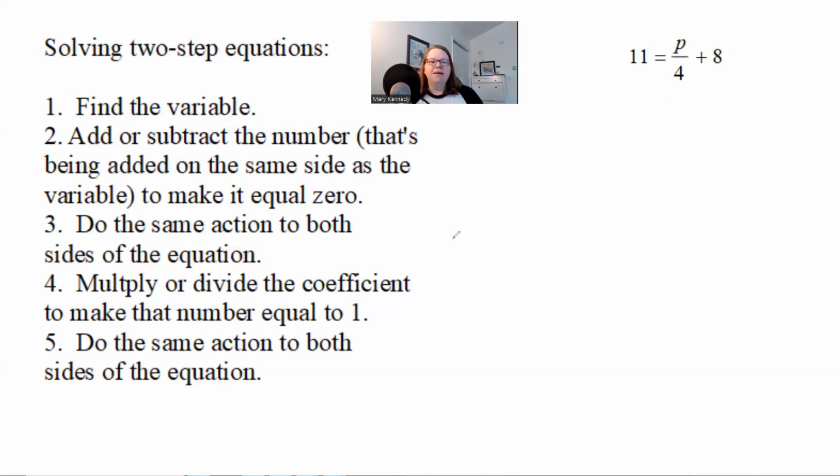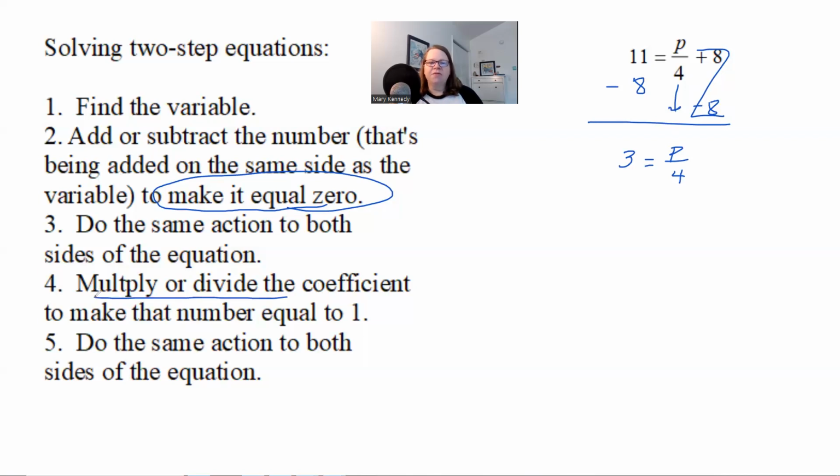So we want to make it 0. We want to make it equal 0. So think about how to make 8 equal 0. Well, you take 8 away from it. That would give you 0, right? And if we do it to one side, we're going to do it to the other side. So we subtract 8 from both sides. 11 minus 8 is 3. And I'm just bringing down the rest of it, p over 4. Okay, so we've done the first 3 steps.